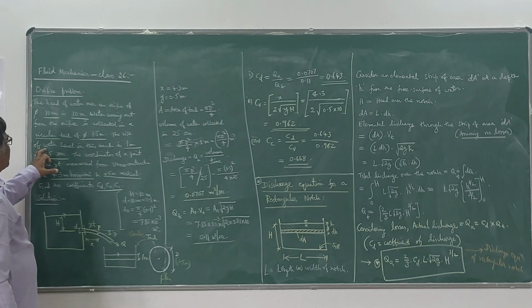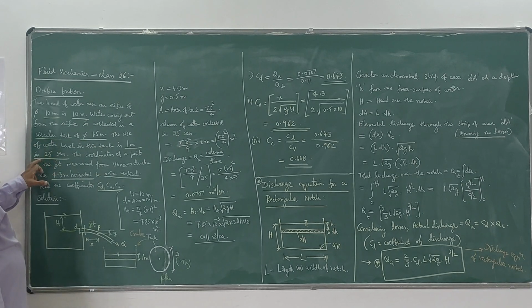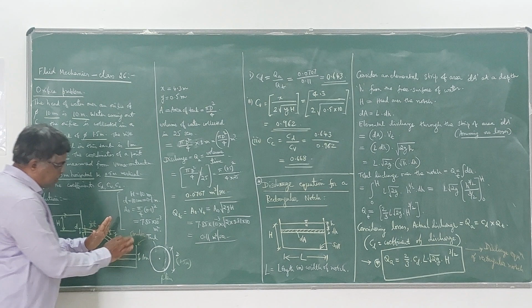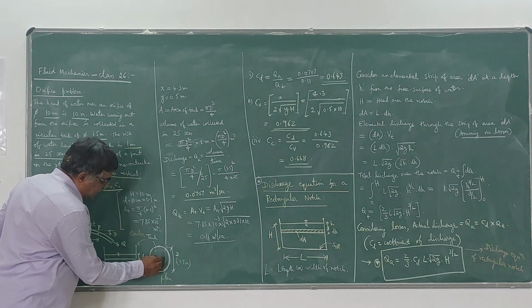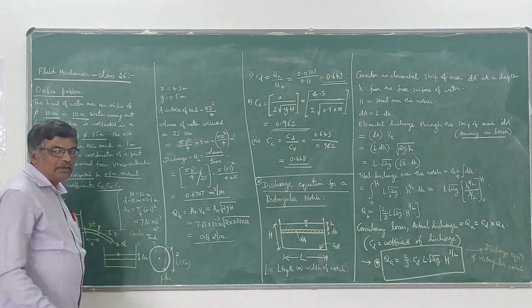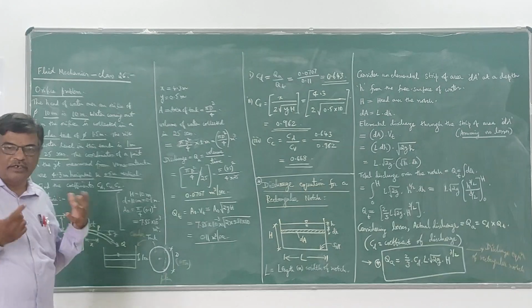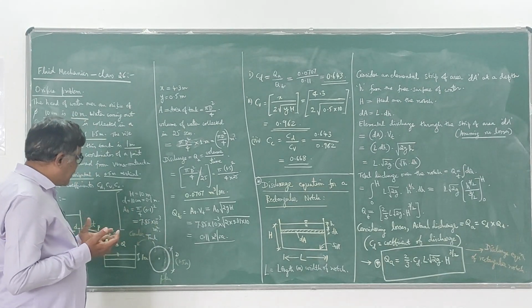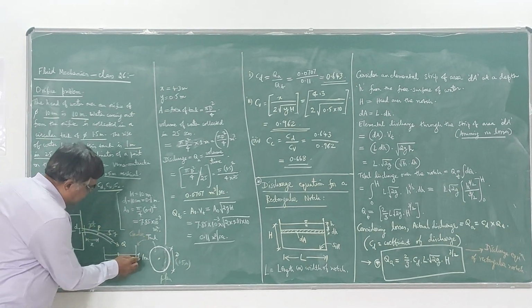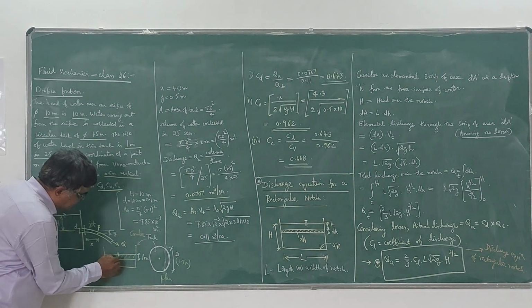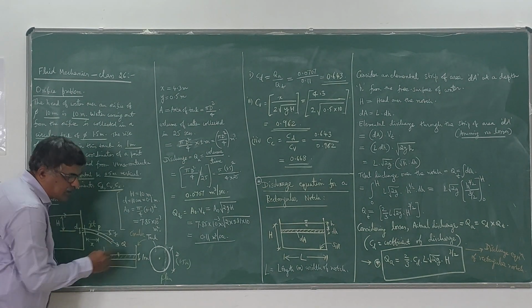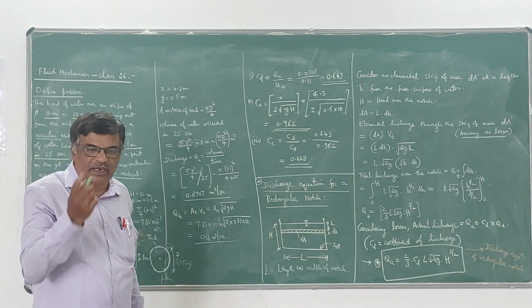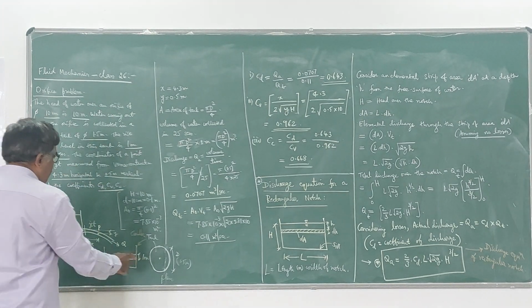The rise of water level in this tank is 1 meter in 25 seconds. That means water collected in this circular collecting tank is measured with respect to time. A 1 meter rise of water has taken 25 seconds. So in 25 seconds, there is a rise of 1 meter of water.